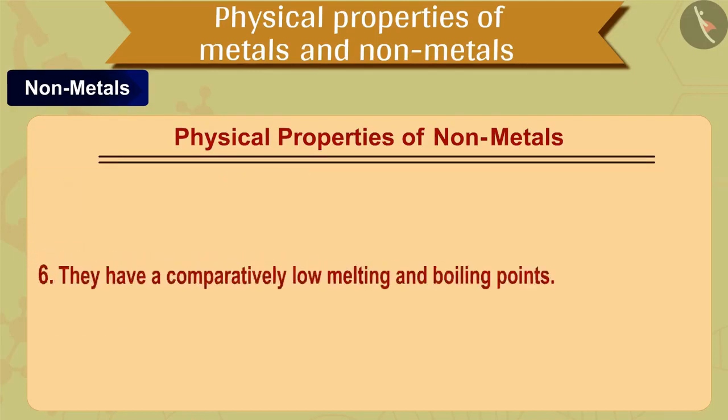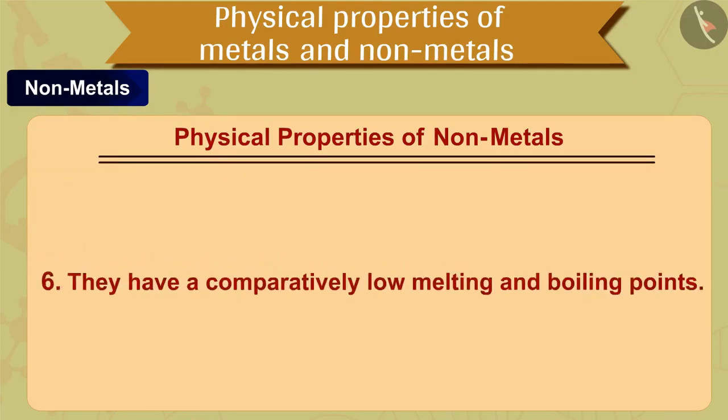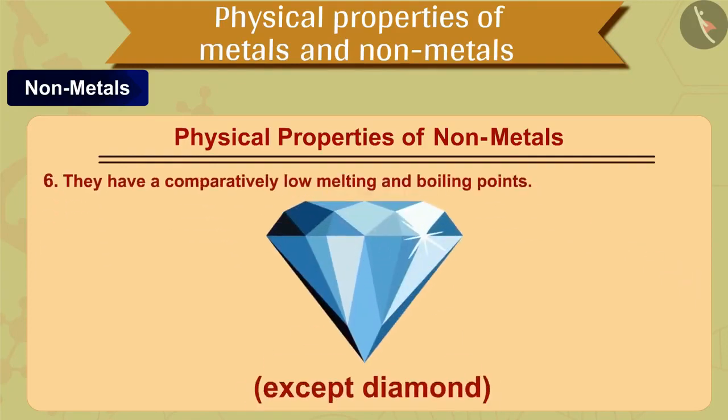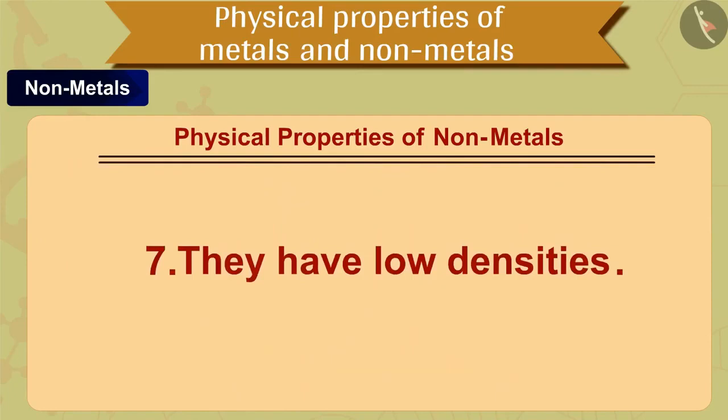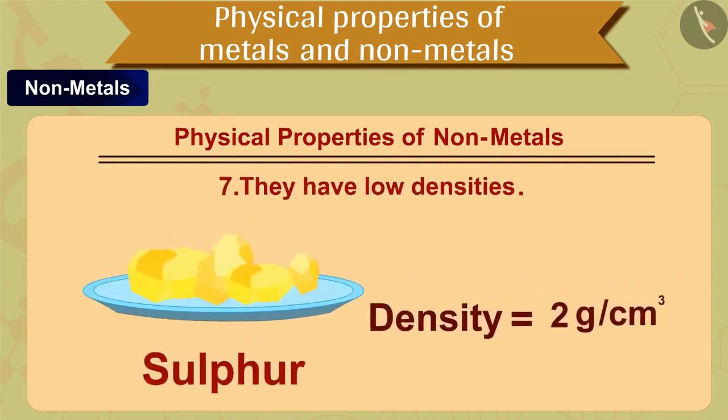The next, sixth property of non-metals is that they have comparatively low melting and boiling points, except diamond. The next, seventh property of non-metals is that they have low densities. That is, they are light substances. For example, sulfur has a density of 2 grams per centimeter cube.